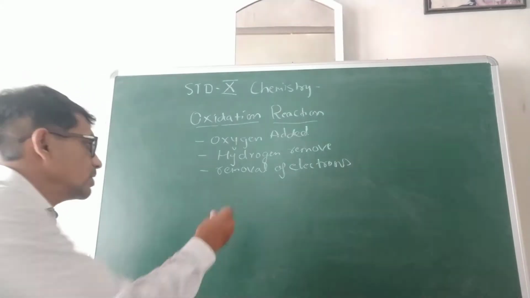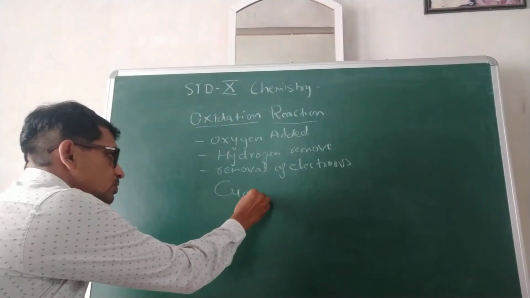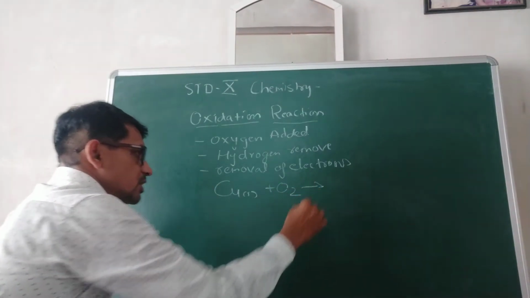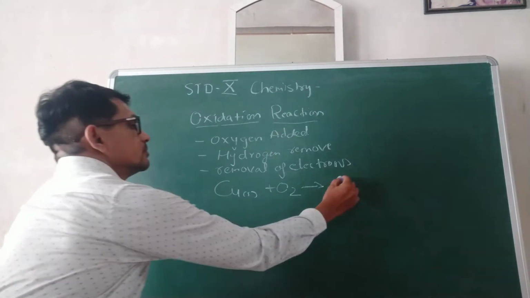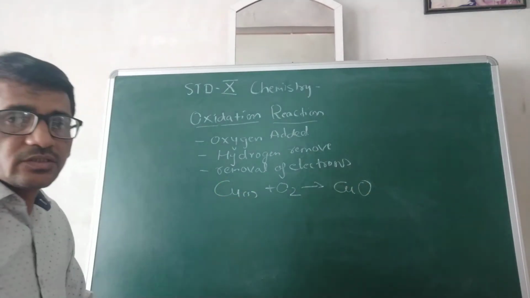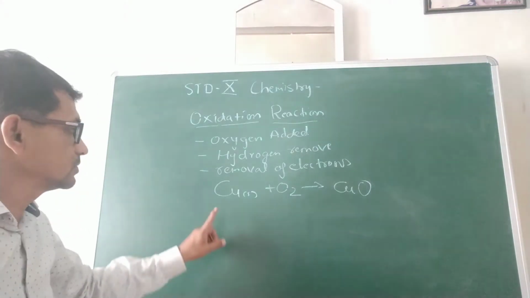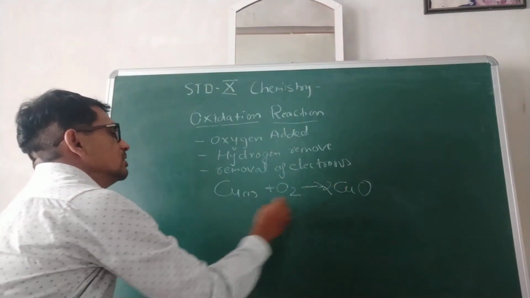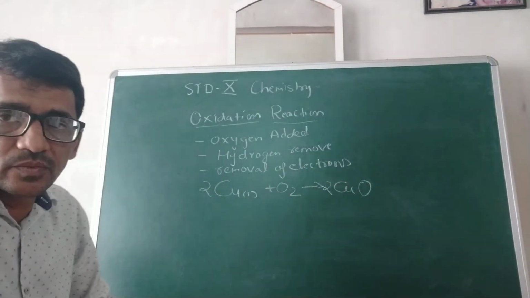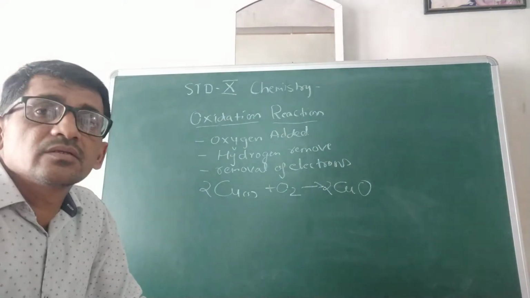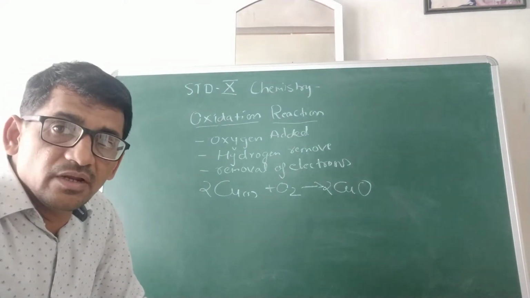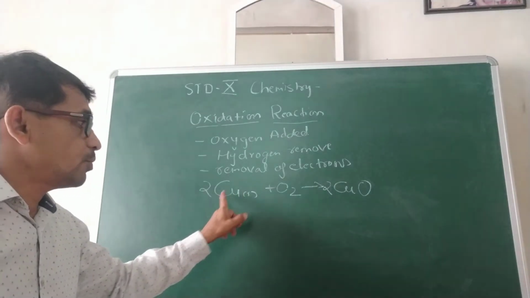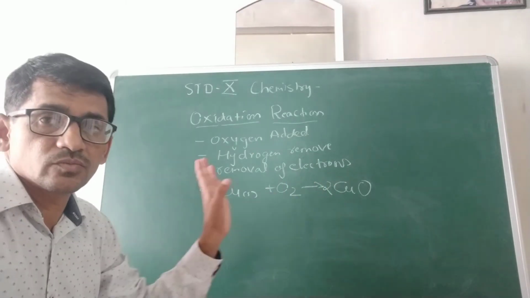First example is copper. Copper solid, if it is treated with oxygen O2, is converted to copper oxide. So in this reaction, copper is oxidized. Cu plus O2 gives CuO. If you balance the reaction, it will be 2 Cu plus O2 gives 2 CuO, so 2:1 proportion. Again, this oxidation reaction is a simultaneous reaction, so reduction also will take place. That we will study afterward. Here copper is oxidized and oxygen is reduced.